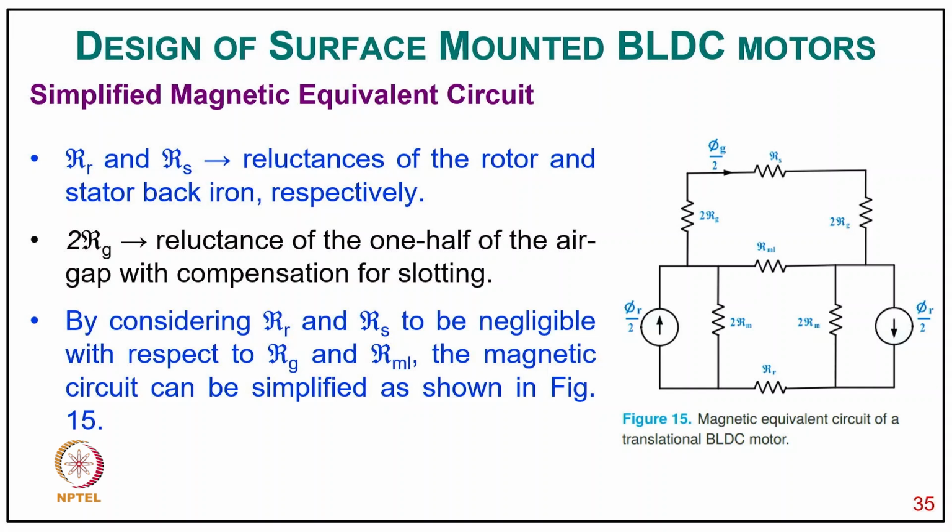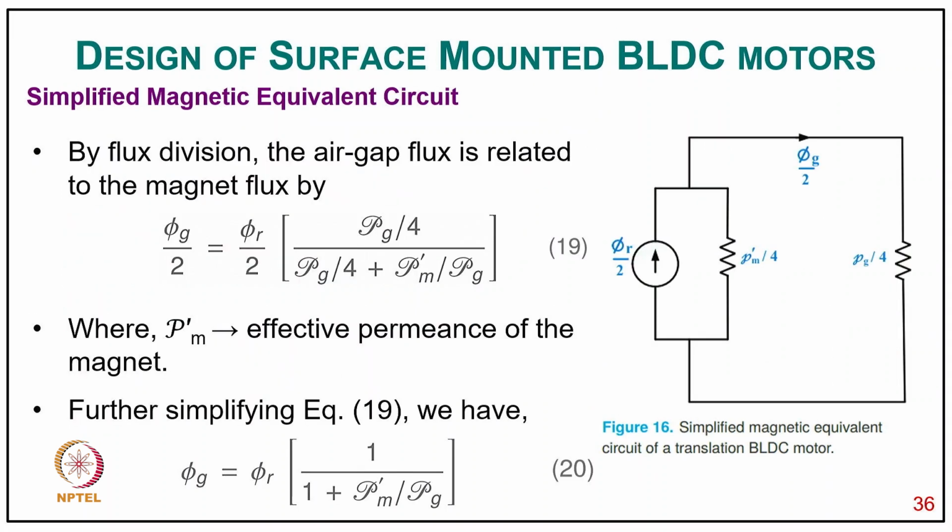So by considering RR and RS to be negligible with respect to Rg and RML, the magnetic circuit can be simplified as shown in the figure here. Now, flux division. By flux division, the air gap flux is related to the magnetic flux, that is phi g upon 2 equal to phi r upon 2 in bracket rho g upon 4 divided by rho g upon 4 plus rho m dash upon p, where rho m dash is the effective permeance of the magnet.